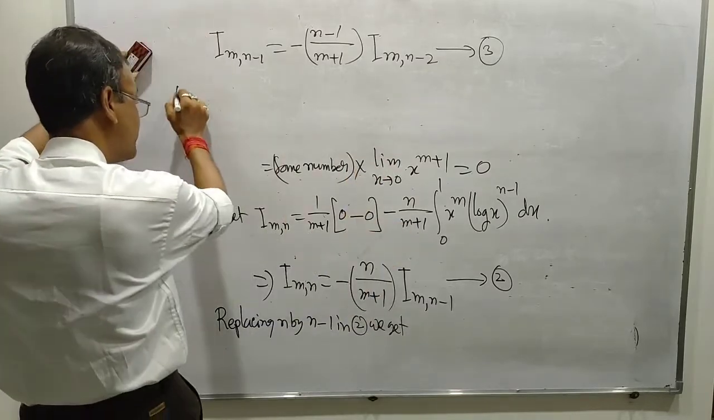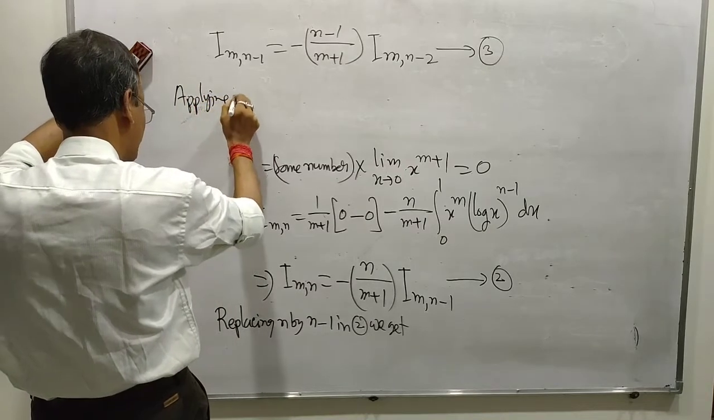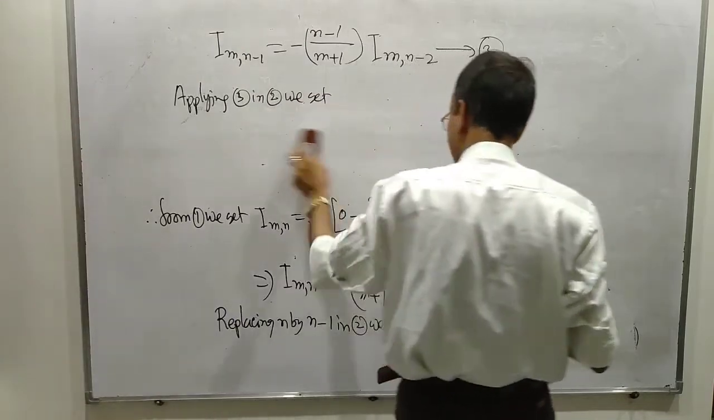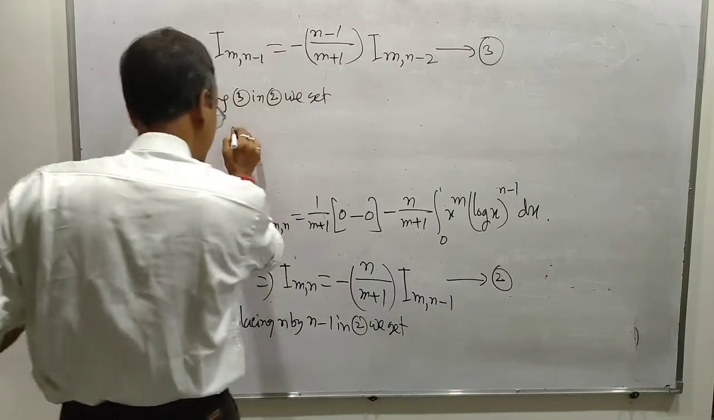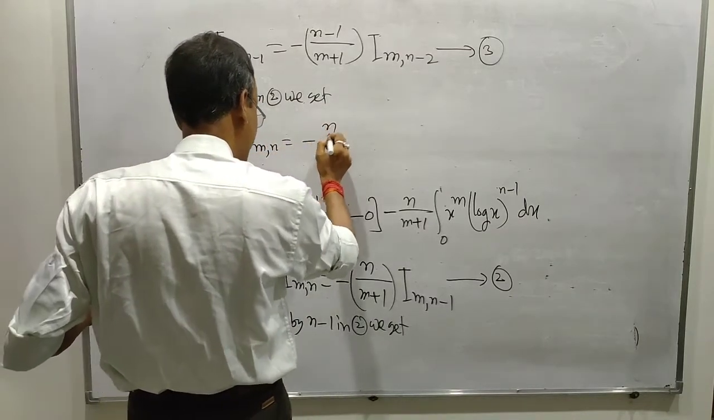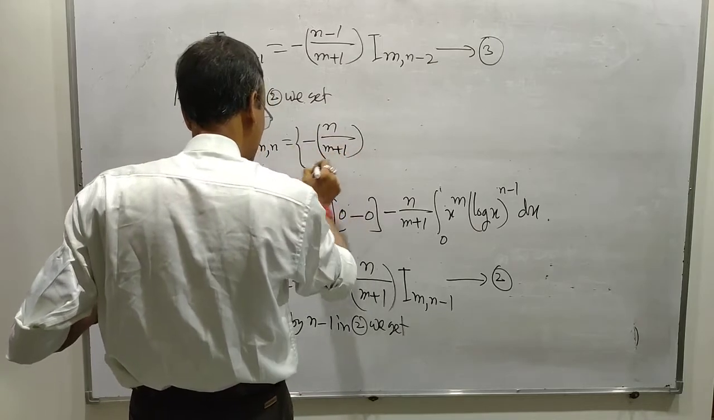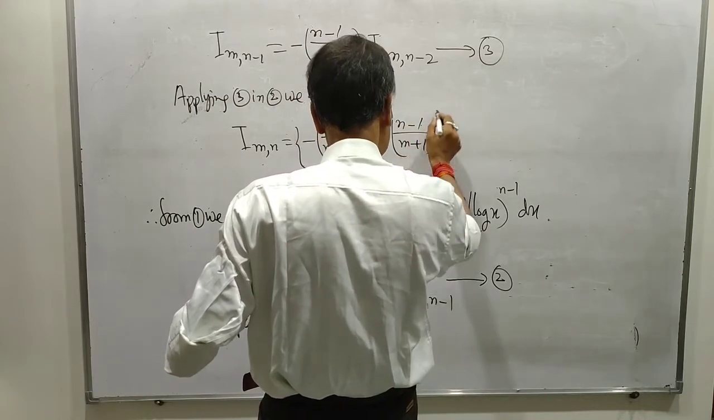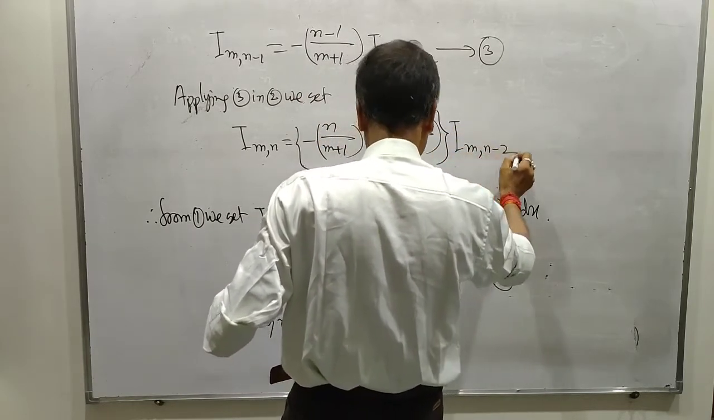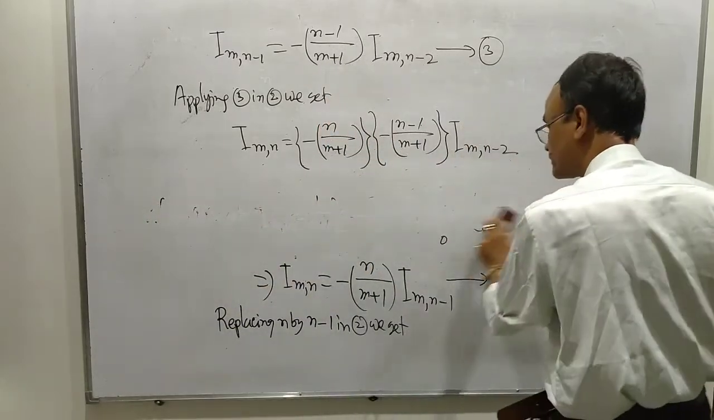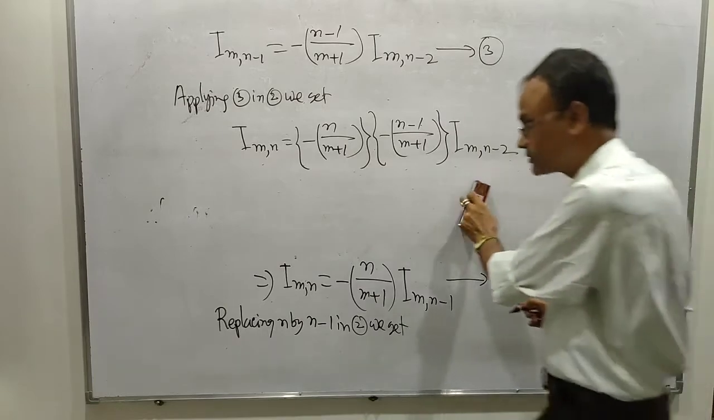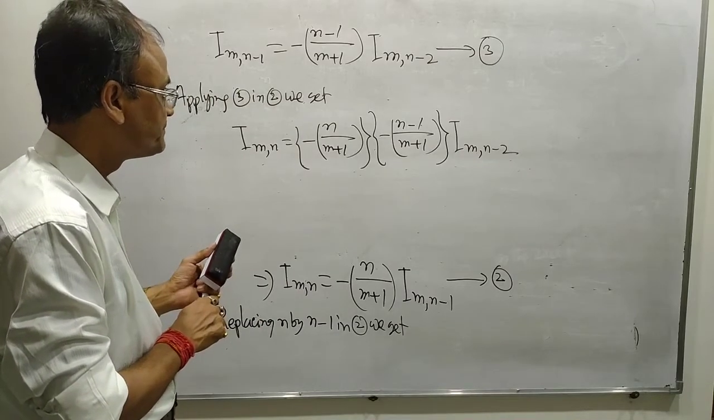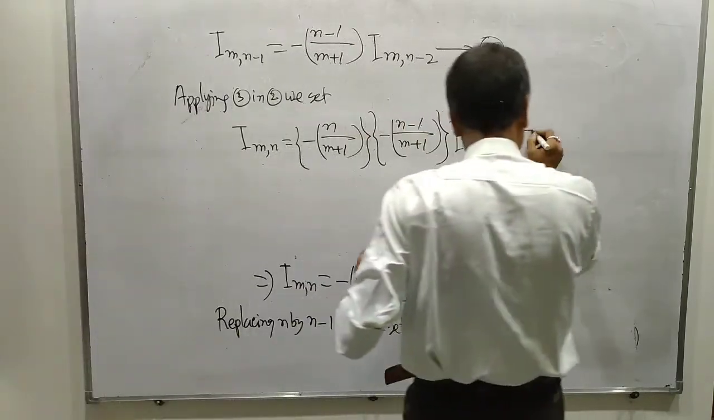Applying 3 into 2, we get I_{m,n} equals minus n/(m+1) times minus (n-1)/(m+1) times I_{m,n-2}. Suppose this is number 4.